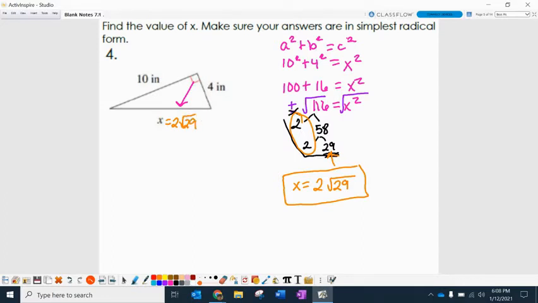Now, if you're not sure that that's bigger than 10, you can check yourself. Put it in your calculator. 2 times the square root of 29. They're bumped up next to each other, so that means they're multiplied together, and you'll get a decimal approximation that is, in fact, bigger than 10.